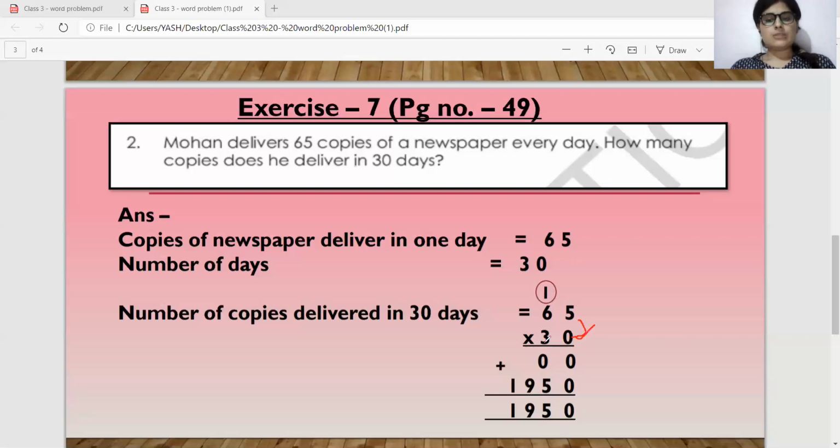Okay. Now multiply 3 with 6. 3 into 6 is 18. And 18 plus 1 is equal to 19. So we will write here 19. Now start adding these two numbers. Start from the ones place. 0 plus 0 is 0. 0 plus 5 is 5. Now here we have only 9, so we will write 9, and here we have only 1, so we will write 1. So 1950 is the number of copies delivered in 30 days.